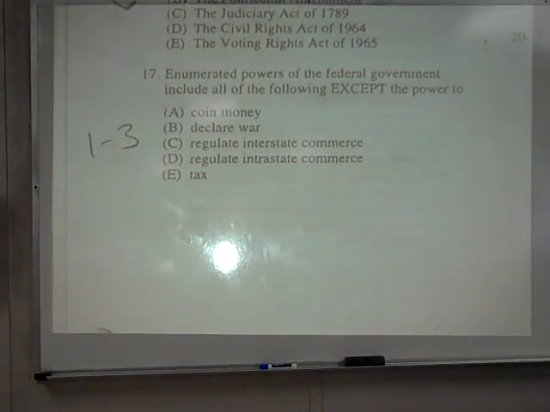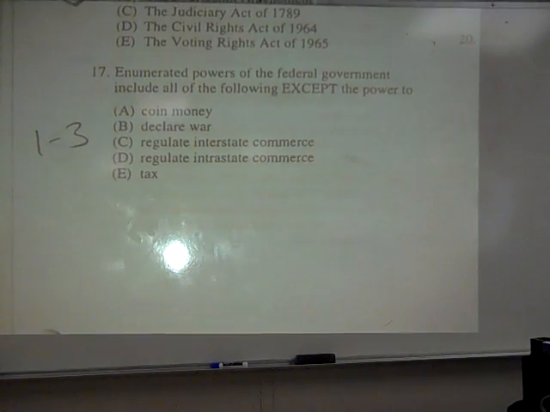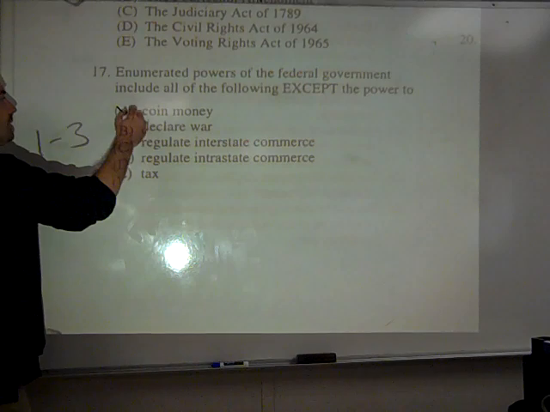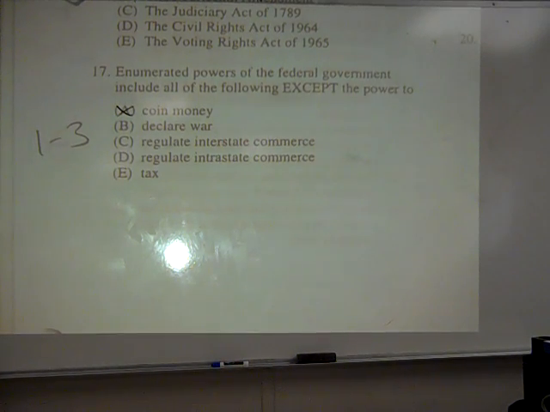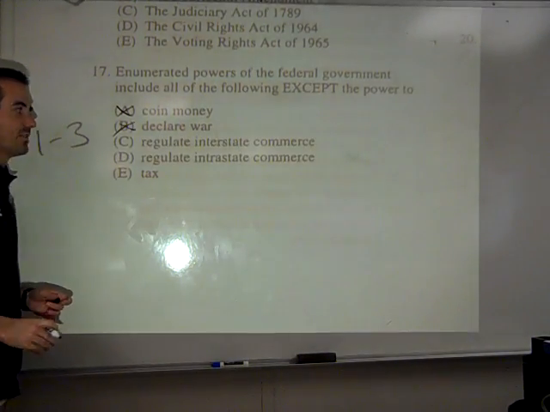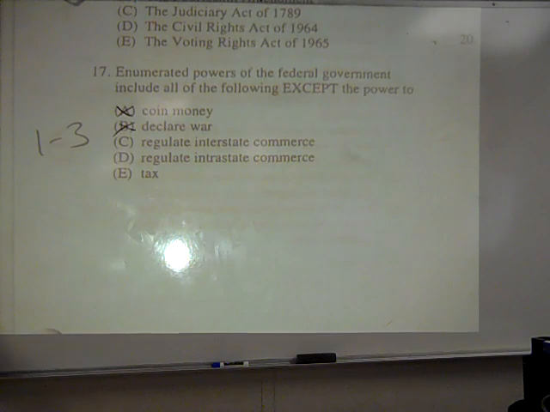Which one of these is not an enumerated power? All right. So the national government can coin money. We know that. We use it all the time. The national government can declare war. That's a Congress power. You know the president's the commander-in-chief. Regulating interstate commerce, which means between the states, across state lines, is kind of the main way Congress makes laws, right? It's their main justification for making laws.